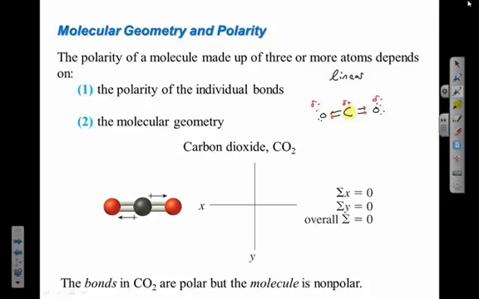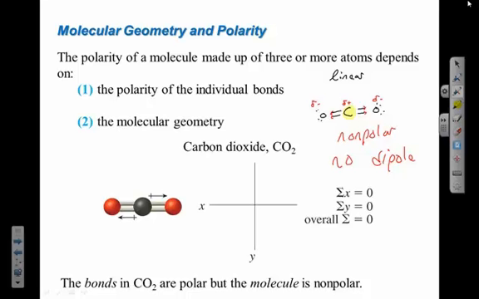So in this case, the average position of positive is obviously in the middle. The average position of negative is also in the middle, because I have one negative on the right, one negative on the left. On average, the central position of negative is going to be right between them. So I find the center of negative and the center of positive. If they're in the same location, then I know that it's nonpolar. It does not have a dipole, and so it cannot experience dipole-dipole attraction. It can only experience London forces.